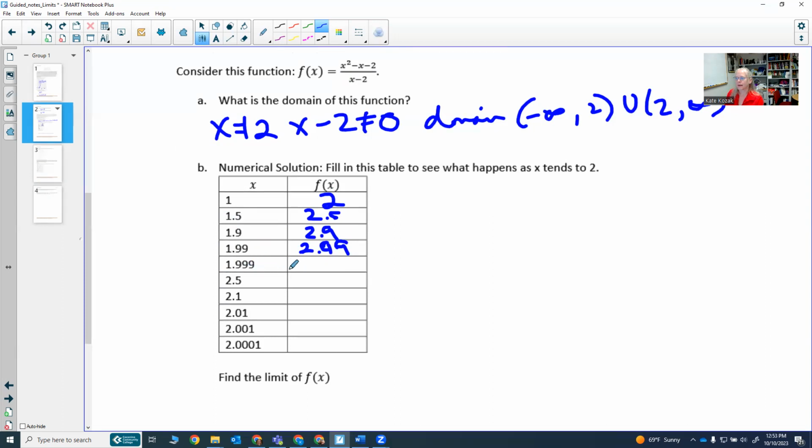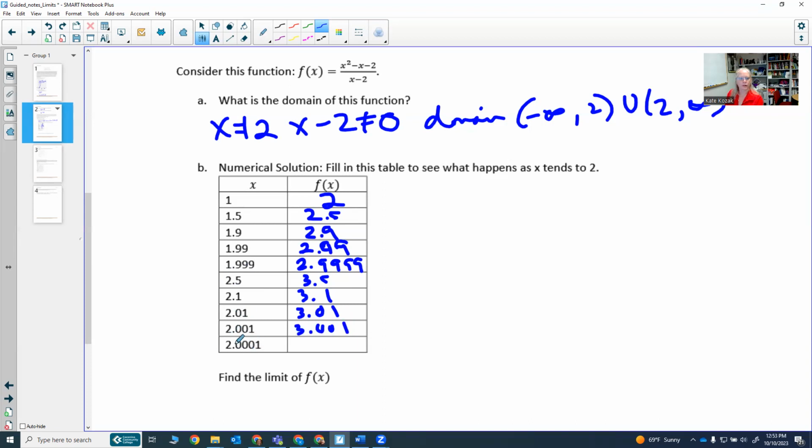When x is 1.999, we get 2.9999. Coming from the other side, if we let x be 2.5, we get 3.5. When x is 2.1, we get 3.1. When x is 2.01, we get 3.01. When x is 2.001, we get 3.001.